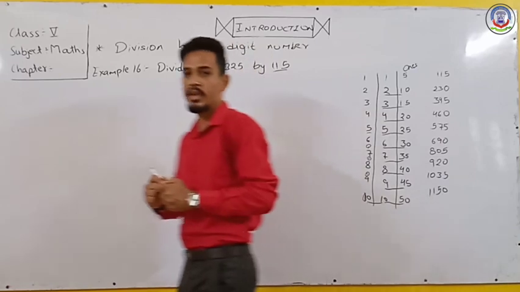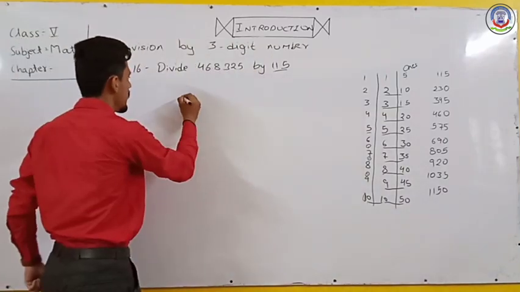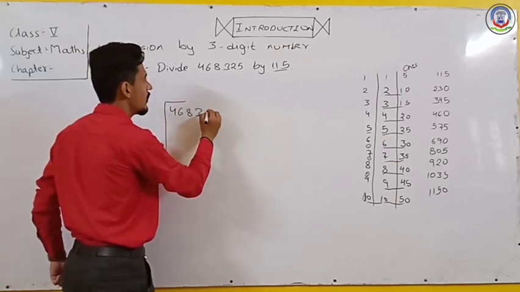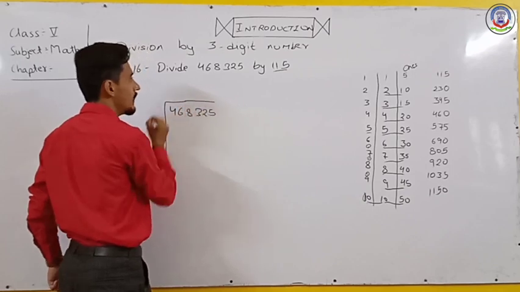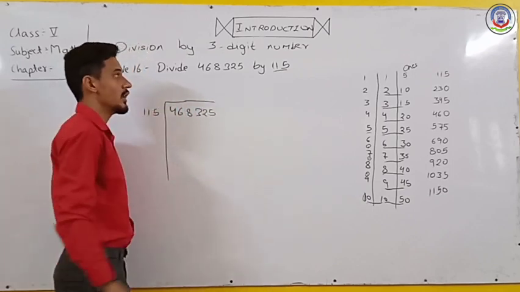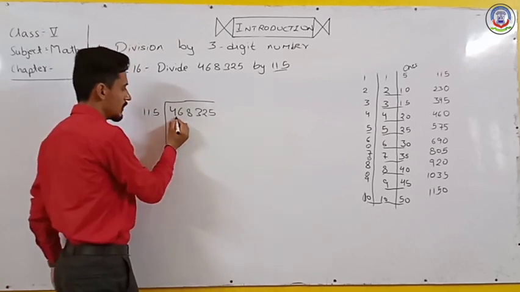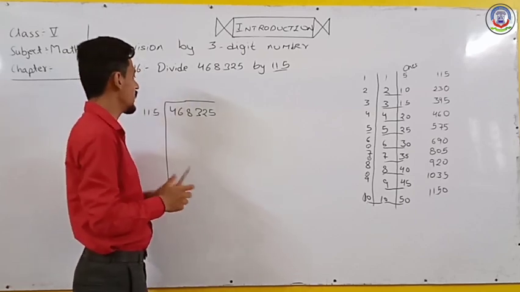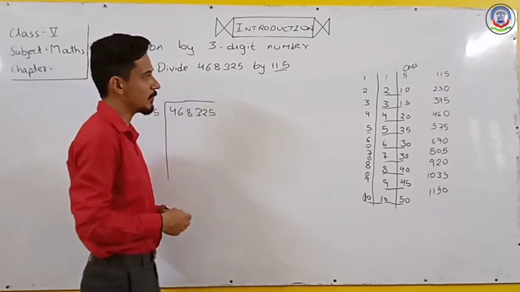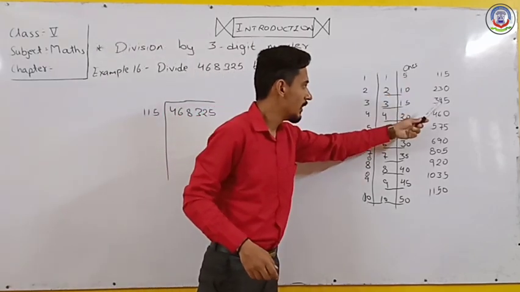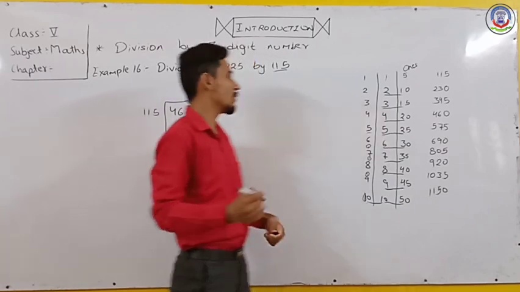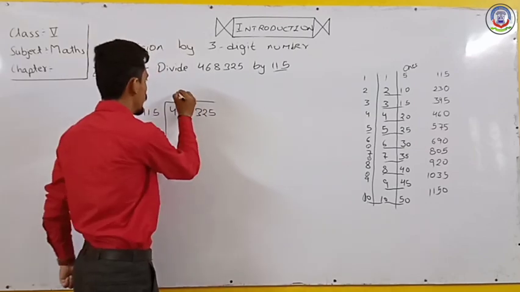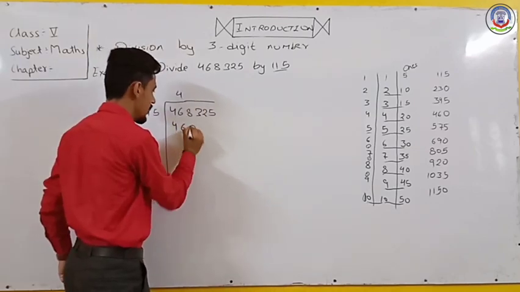Now we come to the division section, that is here. We write 4,68,325 divided by 115. Now as we know this is a 3-digit number, so we first see 3 digits, that is 4, 6 and 8. So let's check whether 468 is coming in the 115 table. Here is 460, which is lesser than 468, and it is 1, 2, 3 and 4 times. So we write 4 here and 460 here.